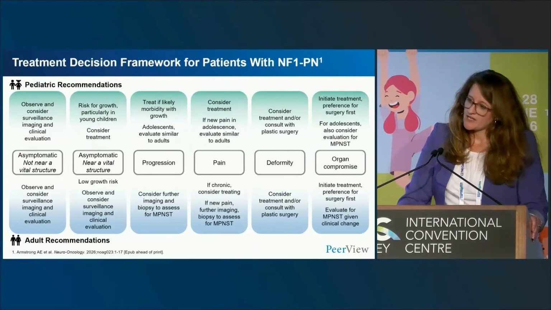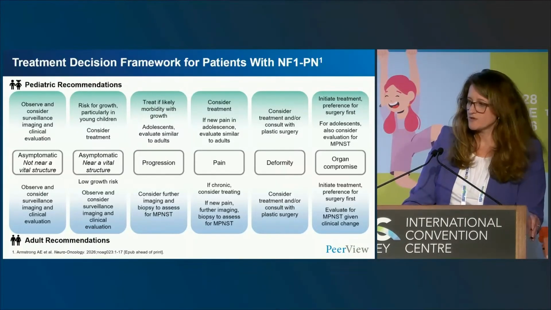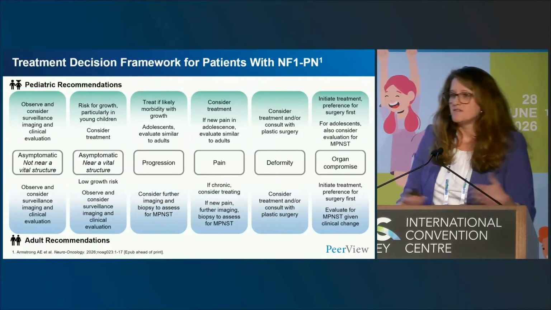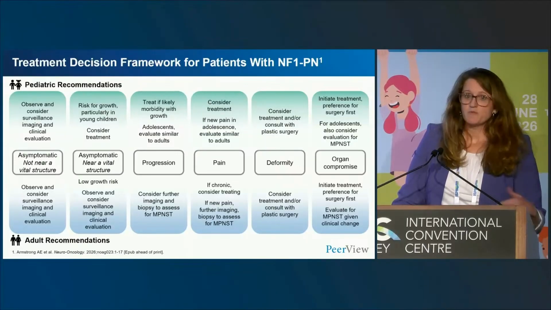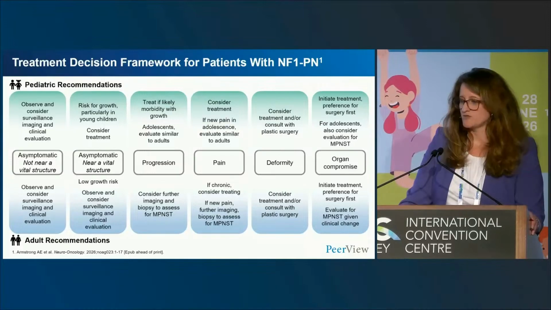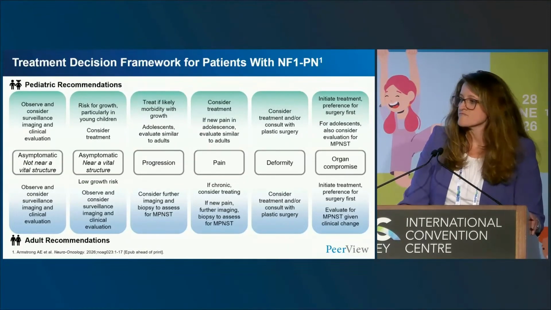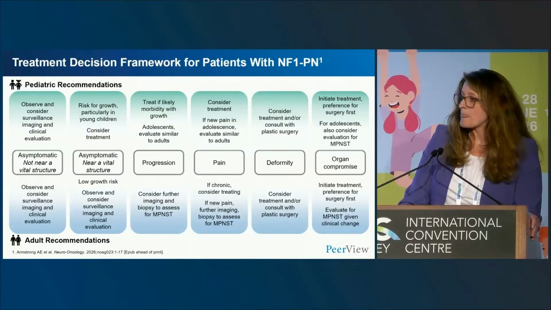At the top, you'll see pediatric recommendations. On the bottom are more geared towards the adult recommendations. So we find an asymptomatic plexiform not near a vital structure. I've seen where some people want to jump to treat that, but that's not necessarily the best interest for that patient, right? It's okay to observe those patients. Continued surveillance imaging, continued close follow-up, make sure we don't start to run into problems.